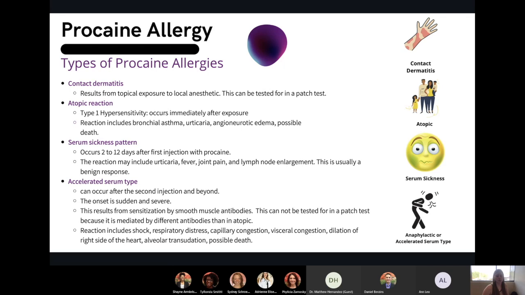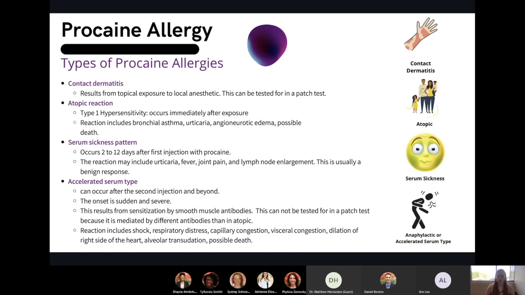Contact dermatitis results from topical exposure to local anesthetics. This can easily be tested for in a patch test. An atopic reaction is the type 1 hypersensitivity reaction we talked about that can cause bronchial asthma, urticaria, angioneurotic edema, and possible death. The serum sickness pattern is a reaction that can occur 2 to 12 days after the first injection with procaine. That means your patient could have an allergic reaction to the local anesthetic after they leave your office days after the injection. The reaction may include urticaria, fever, joint pain, and lymph node enlargement. This is usually a benign response, though.